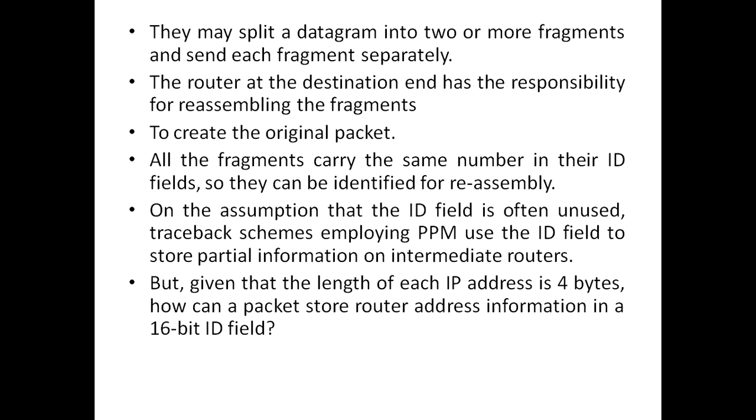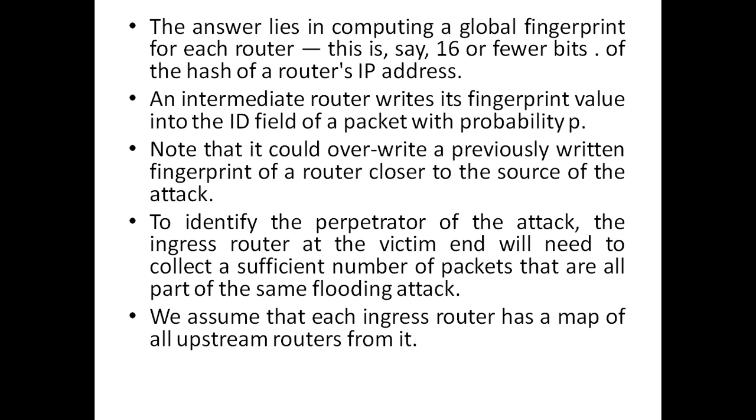But here is a major problem: the length of each IP address is 4 bytes, which is 32 bits. How can a packet store router address information in a 16-bit ID field? The answer lies in computing a global fingerprint for each router, that is, say 16 or fewer bits of the hash of a router's IP address. An intermediate router writes its fingerprint value into the ID field of a packet with probability P. Note that it could overwrite a previously written fingerprint of a router closer to the source of the attack.